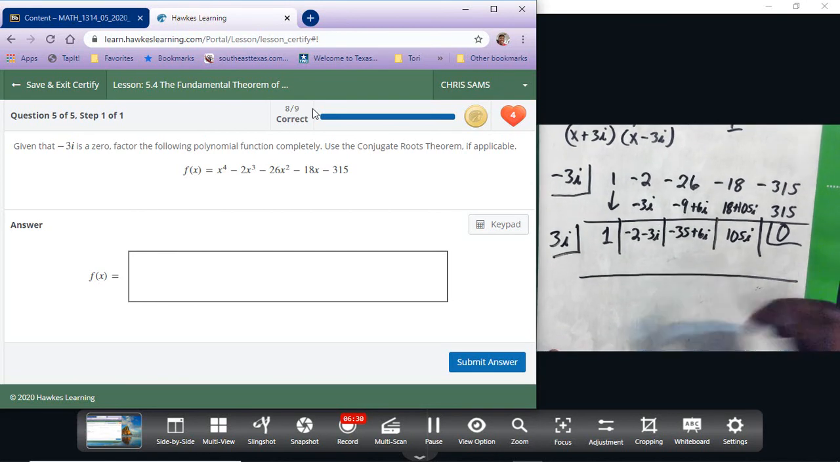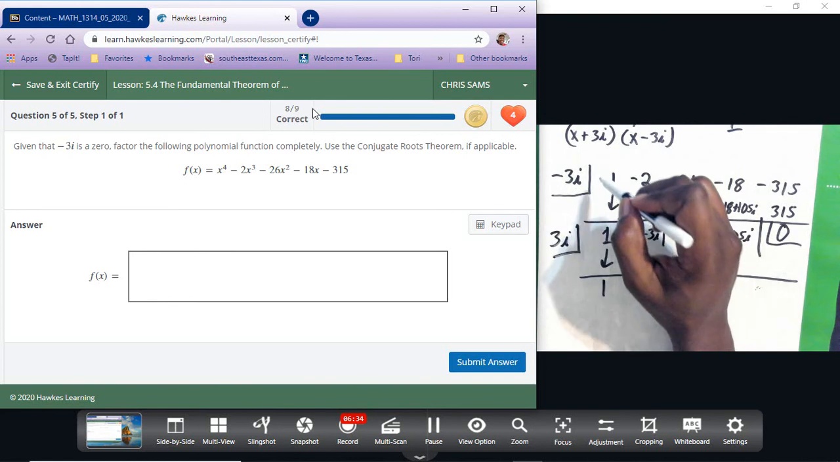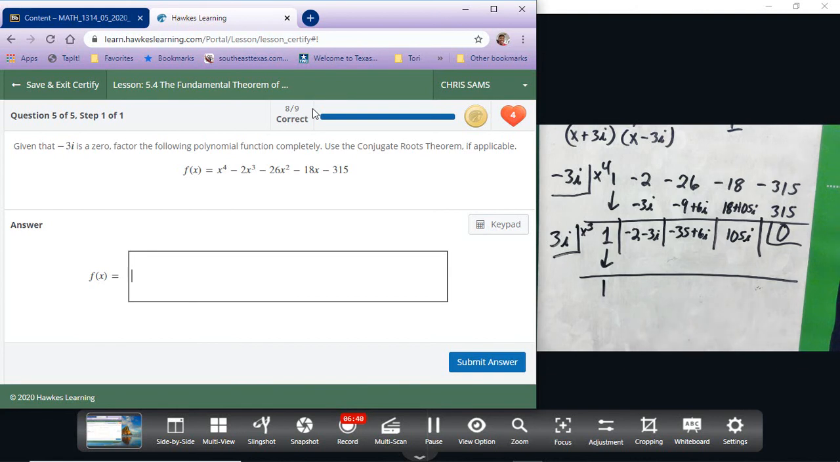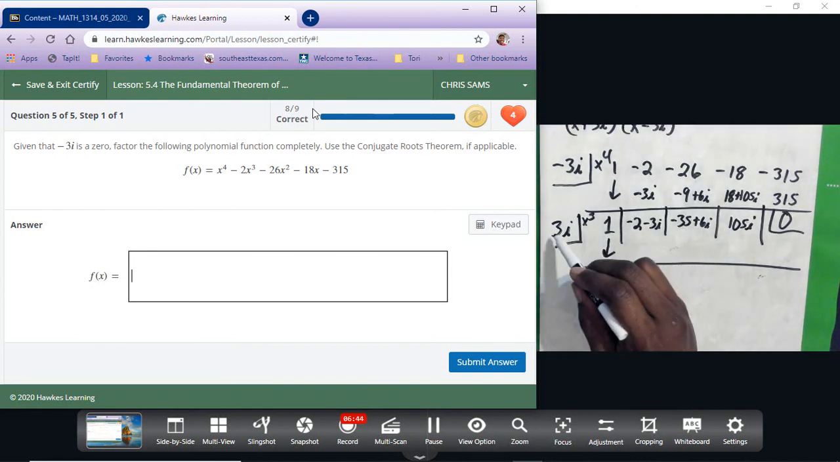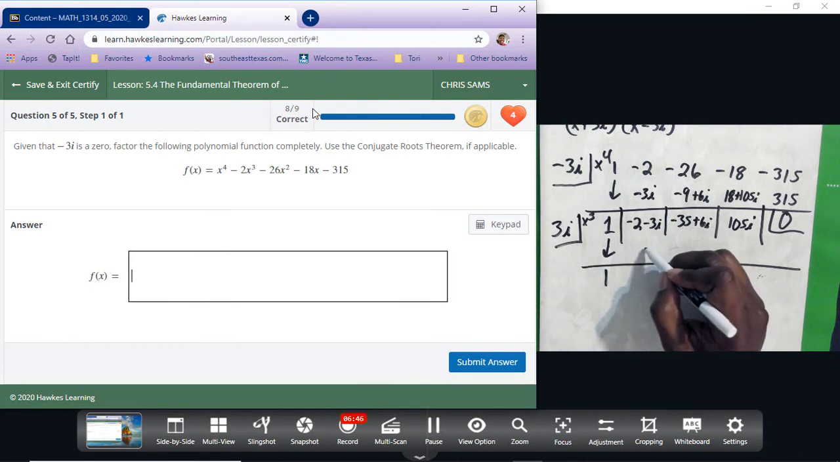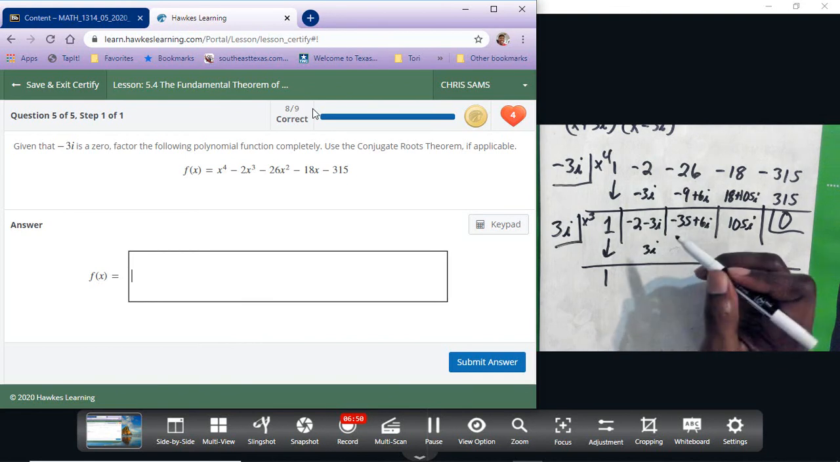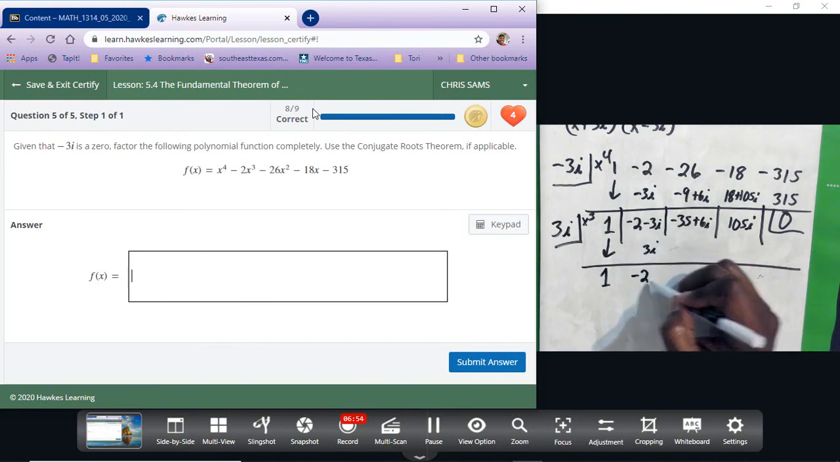So I'm going to bring this 1 straight down. Remember, this was x to the 4th. Now we're at x to the 3rd. And then I'll end up with x squared, and I should be able to factor that. Alright, so bring the 1 straight down. Again, we're going to multiply times 3i. Bring that up here. So 3i will combine with the negative 3i, and it will 0 out. And I will just bring down a negative 2.